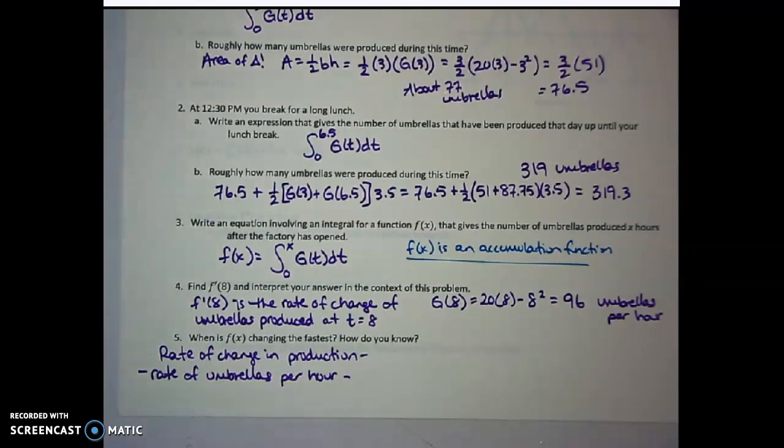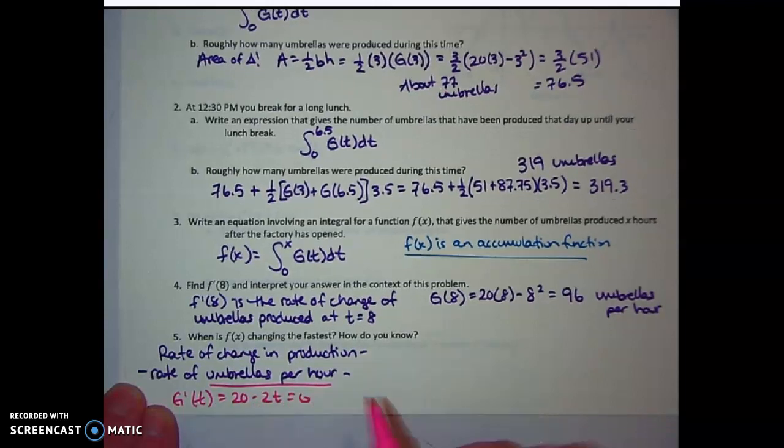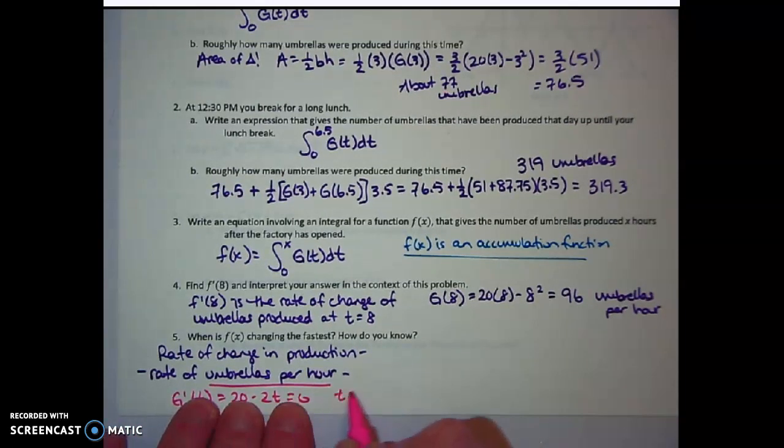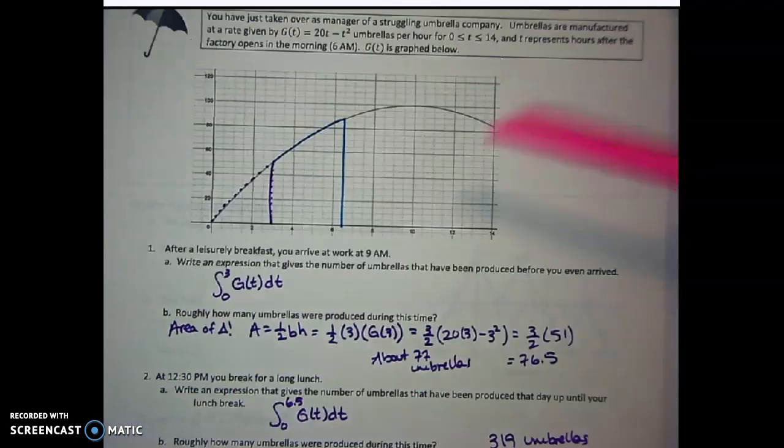So the rate of umbrellas per hour, when is the rate of umbrellas per hour at its greatest? So this is asking us for g prime of t, which is 20 minus 2t. When we set that equal to 0, we see at t equals 10, which is 4 pm, the rate of change of umbrellas is the greatest. And if you look at the graph, at 10, that's the point that we are making the most umbrellas.